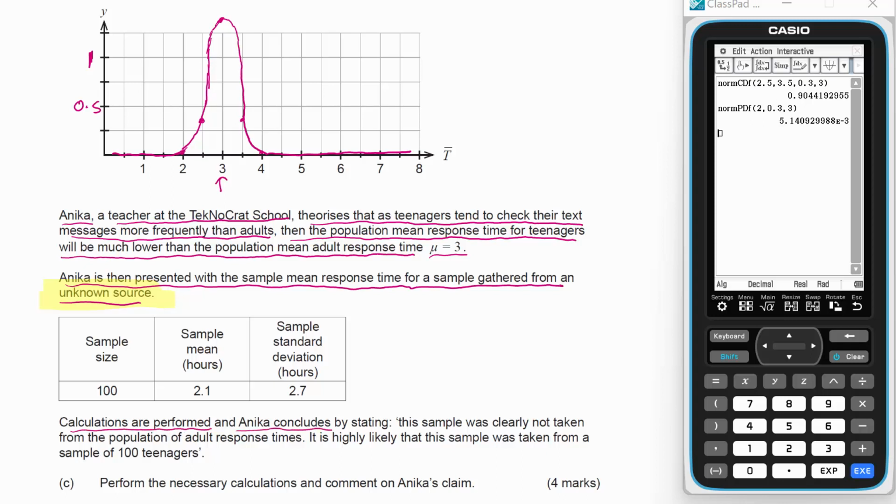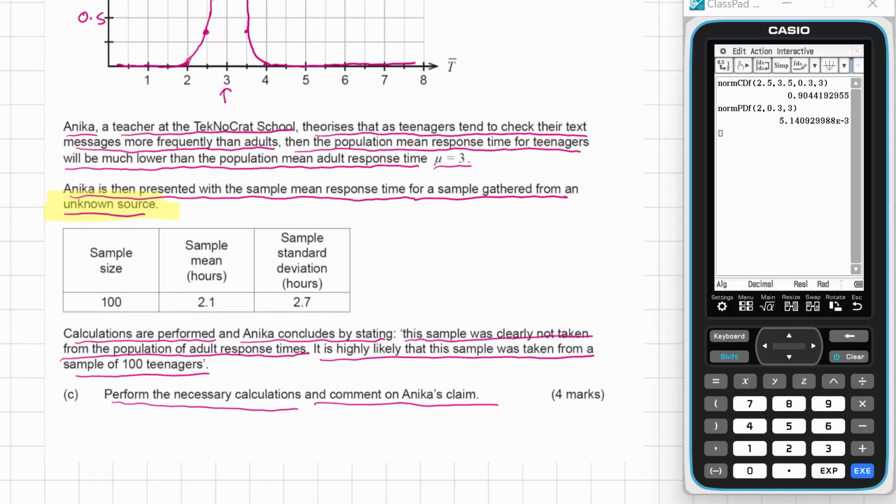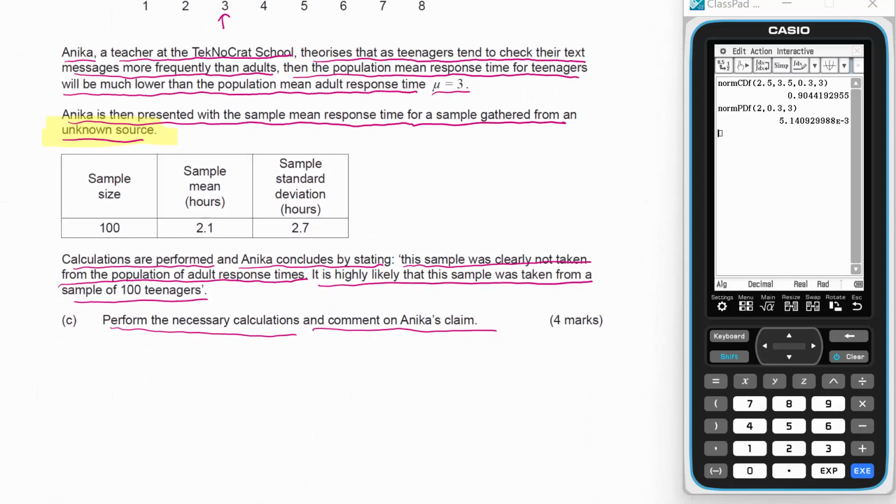Calculations are performed and Annika concludes by stating this sample was clearly not taken from the population of adult response times. It is highly likely that this sample was taken from a sample of 100 teenagers. Form the necessary calculation and comment on Annika's claim. Well, we can certainly do a 99% confidence interval here. Now, there's 4 marks, so you might want to show at least some working.